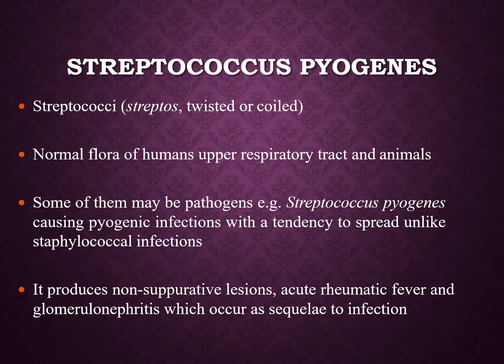So the first thing, Streptococcus pyogenes. It is named after its morphology. Streptos means twisted or coiled. So Streptococcus pyogenes is part of the normal flora of the human upper respiratory tract and of animals. Some of them may be pathogens, causing pyogenic infections with a tendency to spread, unlike staphylococcal infections. It produces non-suppurative lesions, then acute rheumatic fever and finally glomerulonephritis, which occur as sequelae to the infection.